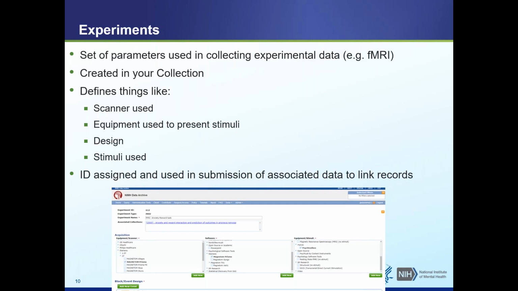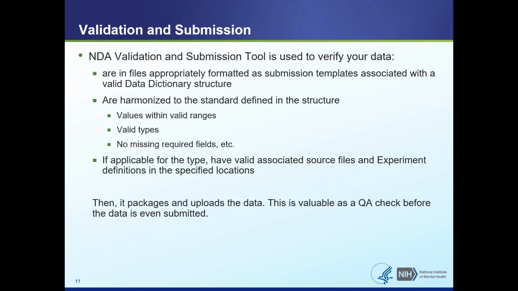You can see down at the bottom there's a miniaturized screenshot of what an experiment looks like on the website. We'll see one of those a little bit later. But as I said before, the experiments are where you describe what equipment you're using, the design, what stimuli were presented and so on. These are assigned an ID, and that's linked in your spreadsheet to the data record in that spreadsheet, as well as the raw underlying files, which are also uploaded.